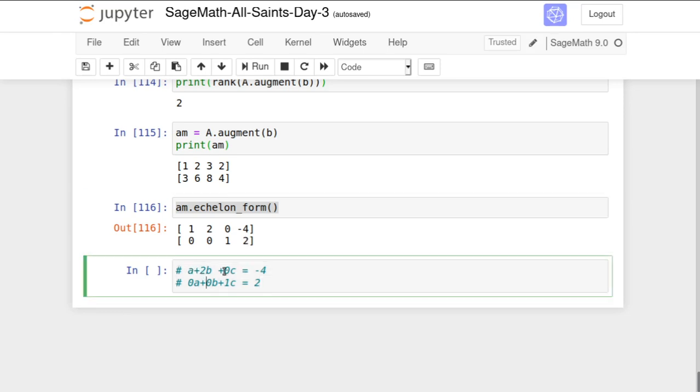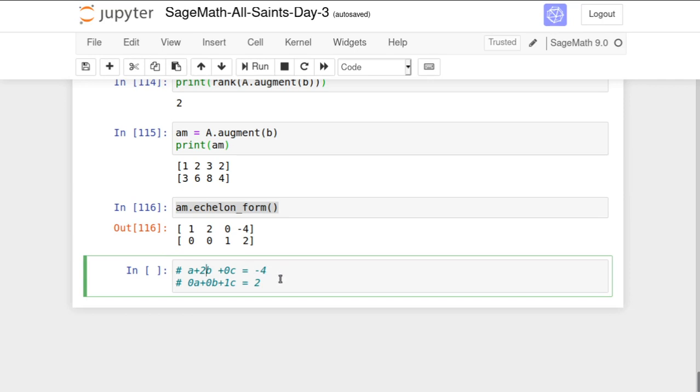So if you interpret it like that, you will get C to be equal to 2. But there is no C in the first equation because the coefficient of C is 0 there. Therefore, you will get A plus 2B equal to minus 4. If you put some value for B, suppose you put B equal to 1, then you will get A plus 2 equal to minus 4, or A is equal to minus 6.